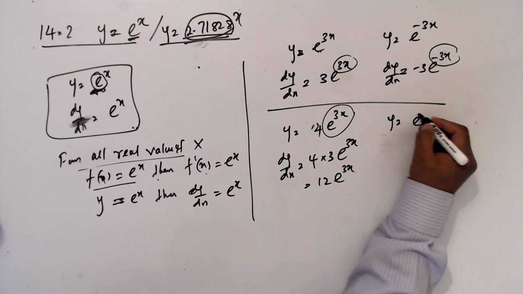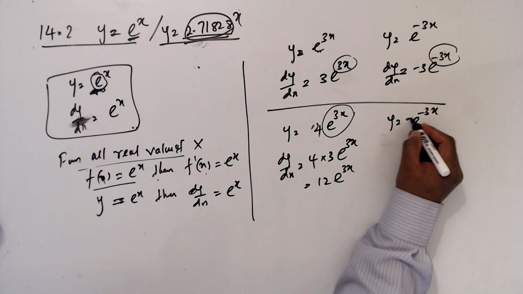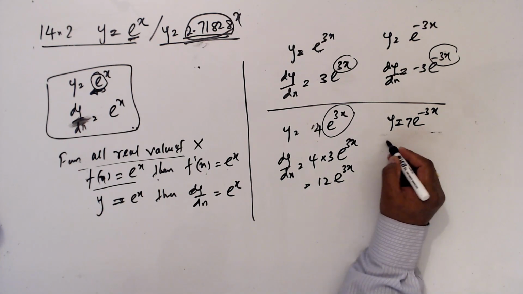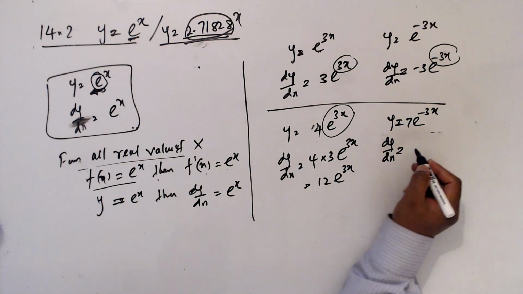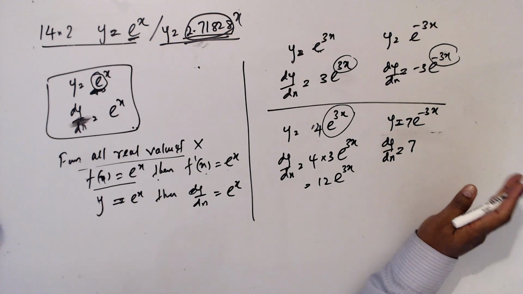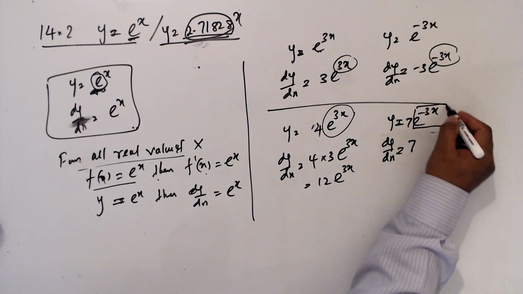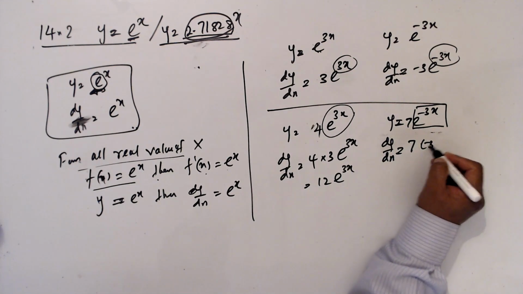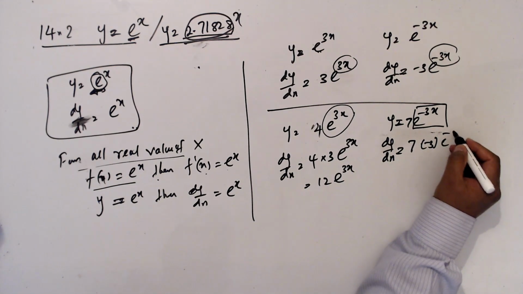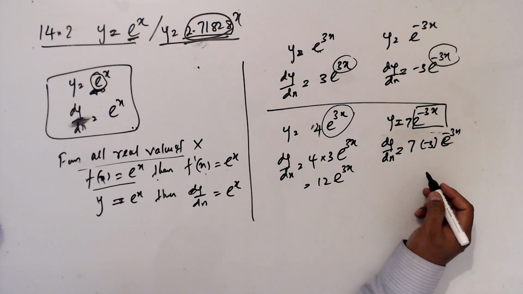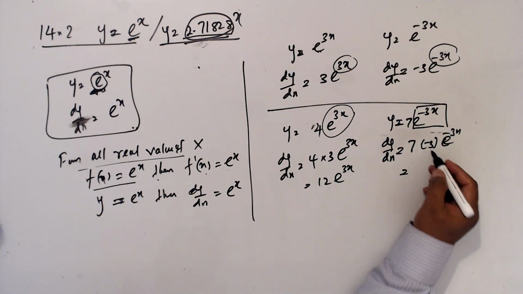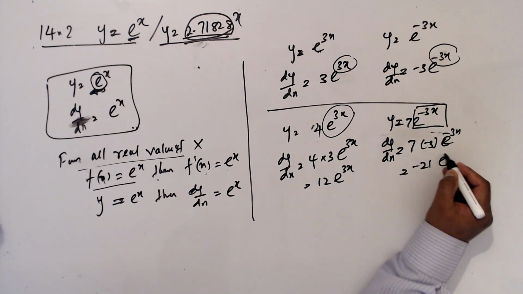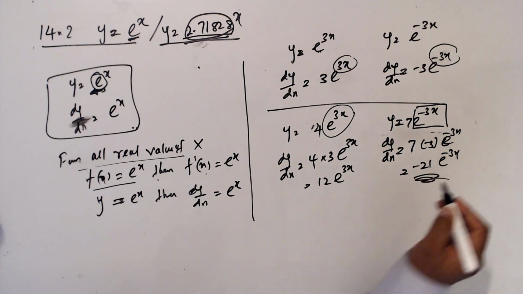y equals 7e^(minus 3x), let's say, then dy over dx. Leave this 7 separately. So take the exponential part and differentiate that one. So this value is minus 3e^(minus 3x). So this is going to be minus 21e^(minus 3x).